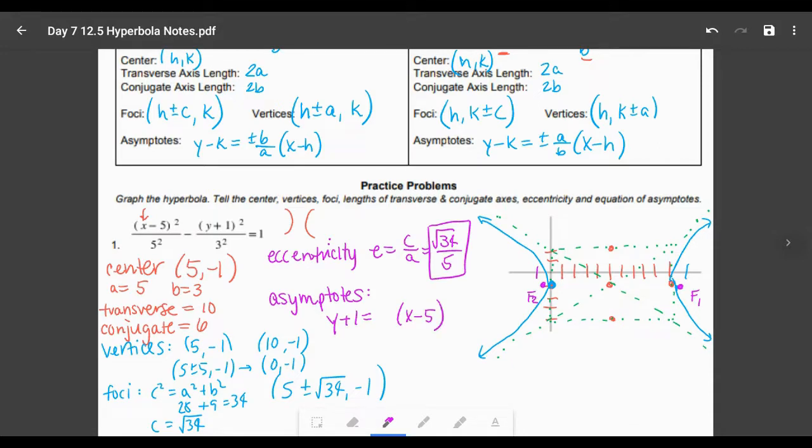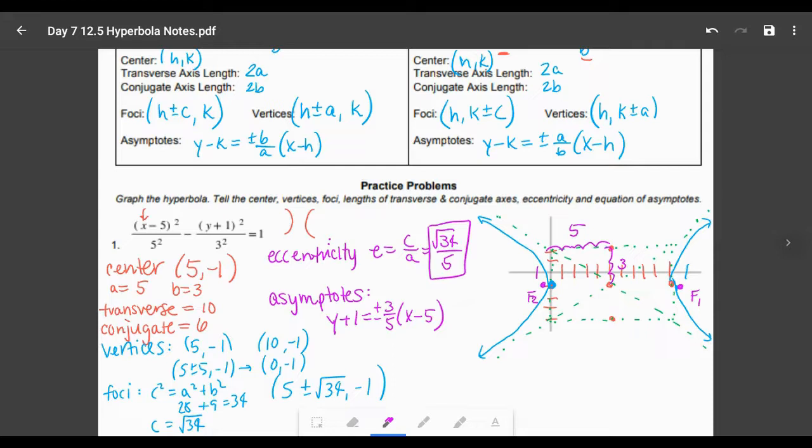All right, so now let's think about our slope. We're going to have two different asymptotes, so that's why there's a plus or minus. But in any case, they should go up a units and then over to the right b units, which in this case is 3 over 5. So it's going to be plus or minus 3/5. All right, but let's make it look nicer.